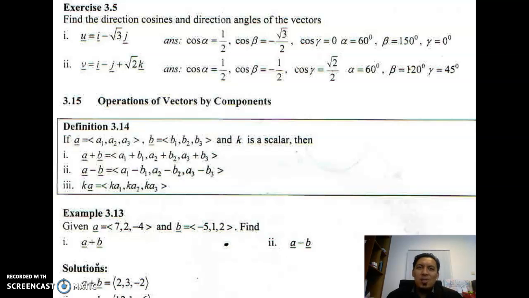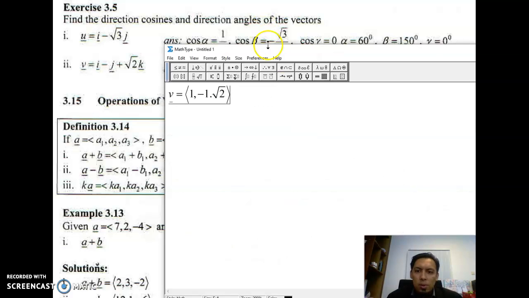Okay guys, let us try to do one more question on direction angles. Let's look at question number 2. Vector v here is equal to i minus j plus √2 k. Basically this is the equation of 3 dimension. So this is how it should look like, right? It has x 1, y negative 1 and z √2.